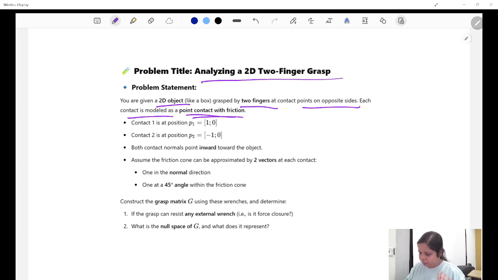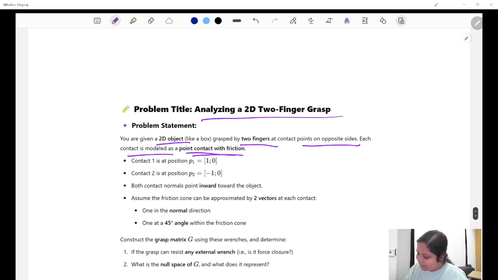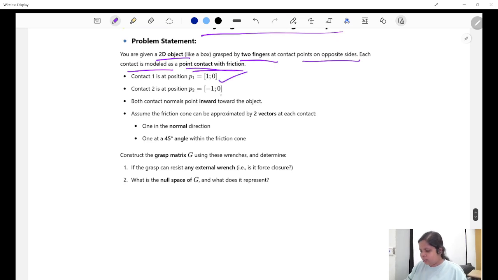Three plus three, if you remember. Contact 1 is at this position, contact 2 is at this position. Both contact normals are at the point and they are pointing inward towards the box. Assume that the friction cone can be approximated. Okay, what is a friction cone? Do you know what is a friction cone? No? Okay, I'll take it forward.